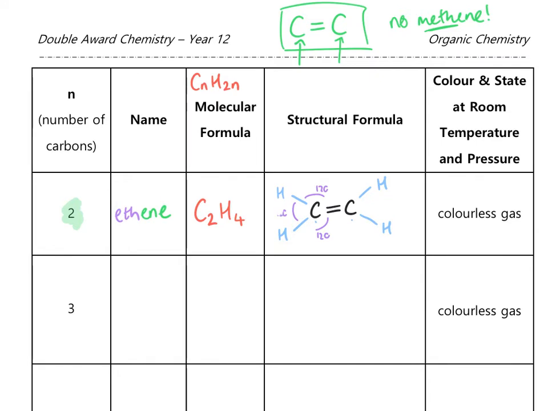So again, you don't need to be able to explain that. And even if you don't draw that particular angle, it doesn't overly matter. But that would be the general shape of ethene. So that's ethene.